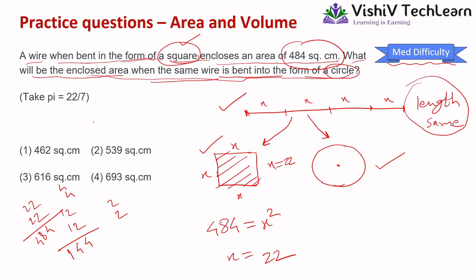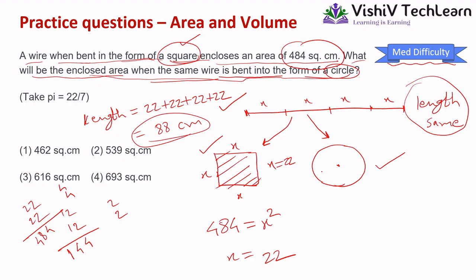So what will be the length of the wire? The length of the wire will be 22 plus 22 plus 22 and again 22, 4 sides, and this will give 22 4s are 88 centimeter. 88 centimeter is the length of the wire.